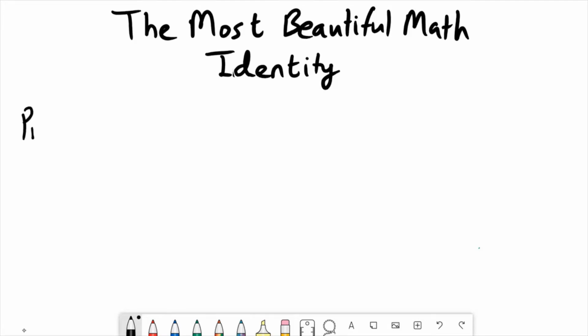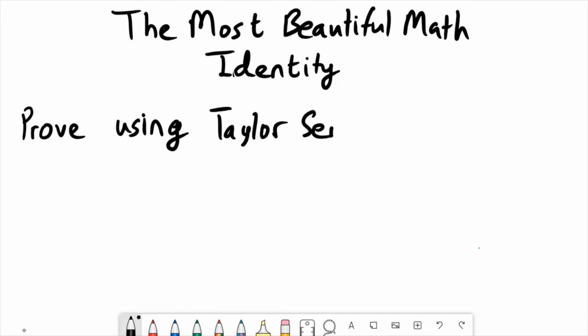We're going to prove it using Taylor series. How do I do that?